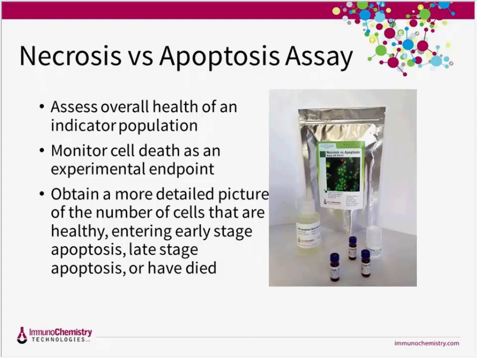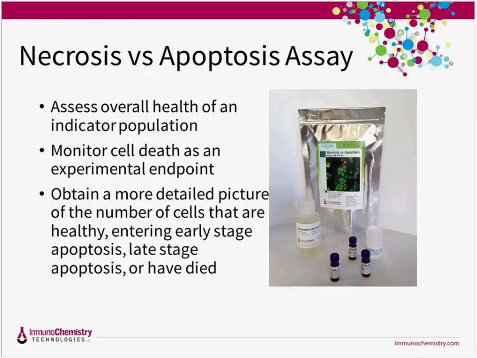The one other kit that I wanted to mention is our necrosis versus apoptosis assay. As we've discussed, these are two different types of cell death and are both important in cancer studies as well as other cell culture studies. This kit will allow you to identify both the apoptotic and the necrotic cells within a single sample.